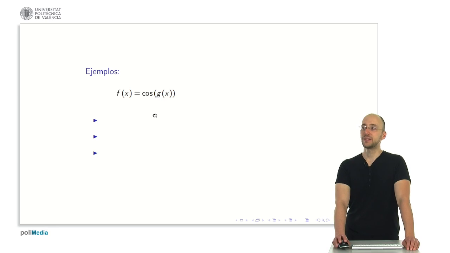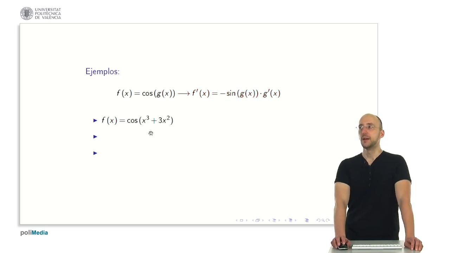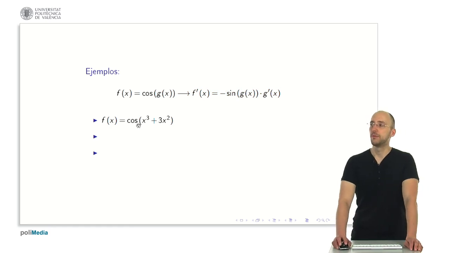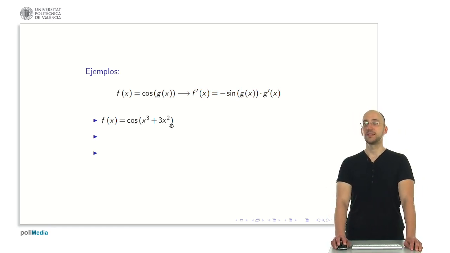What happens when we have the cosine of a function g of x? In this case, as you've seen previously, the formula would involve a negative sign, as the derivative of cosine is negative sine, applied to the function g of x without differentiation, and then multiplied by the derivative of the function g of x, which was between parentheses. Let's start with an easy example, the cosine of x cubed plus 3x squared.